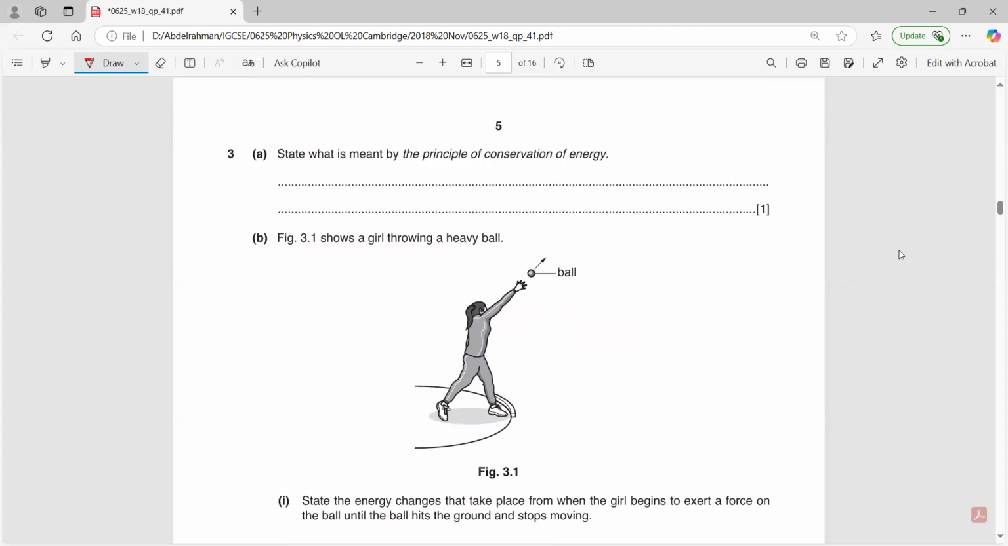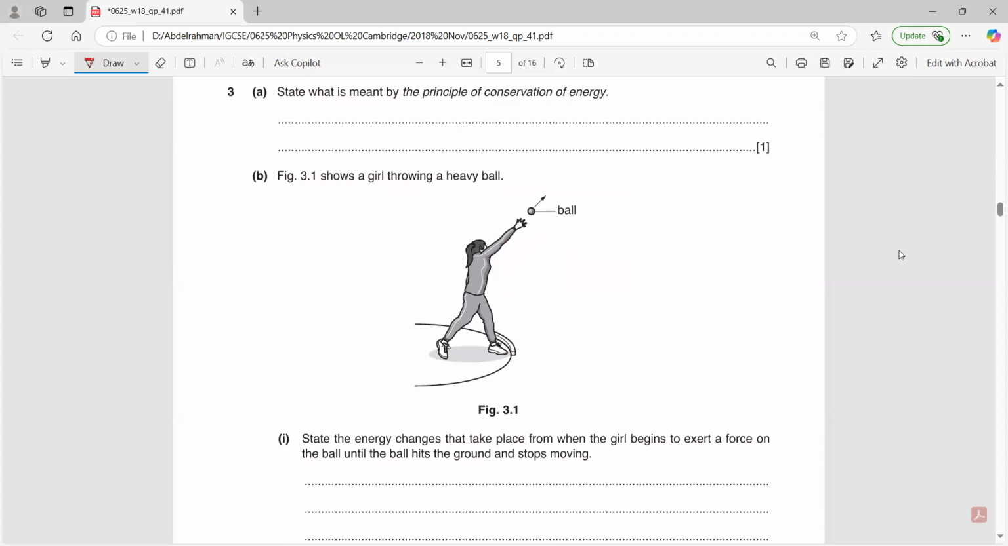It's not that difficult. State what is meant by the principle of conservation of energy. Energy is neither created nor destroyed. It can only change from one form to another.